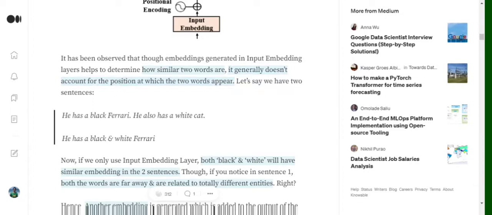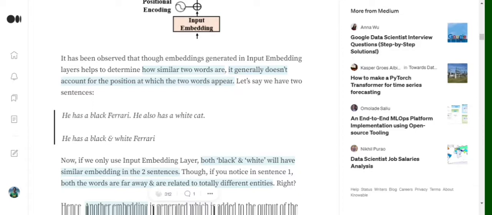But comparing the first and the second sentence, you can see that both black and white have been used in different contexts. In the first one, black has been used for Ferrari and white has been used for cat, while in the second sentence, both the words are used for the same entity, that is Ferrari. Now, when we go with some conventional method, this information goes missing.